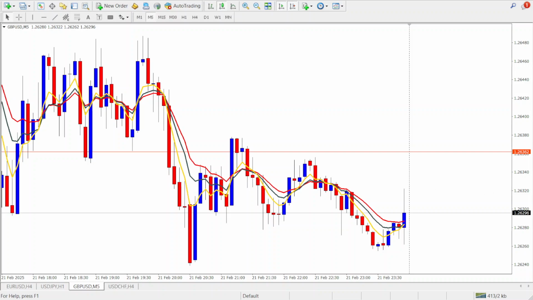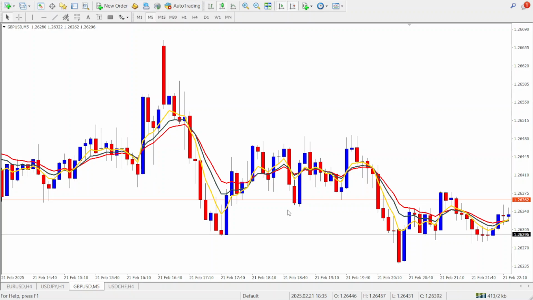Next, we use these EMAs to spot potential entry points. So here is the general rule. When the 5-period EMA crosses above the 9-period and the 13-period EMAs, that is a sign of a strong bullish trend and could be a signal to go long. Then when the 5-period EMA crosses below the 9-period and the 13-period EMAs, that indicates a bearish move and it could be time to enter a short position.